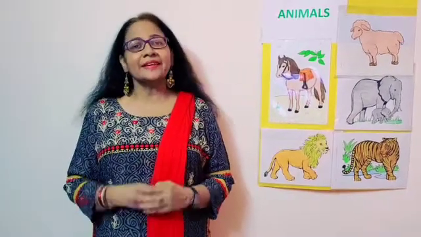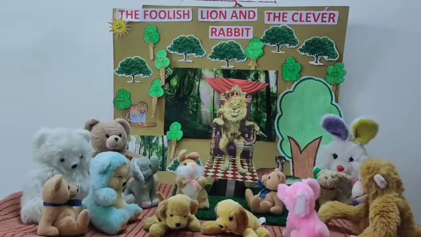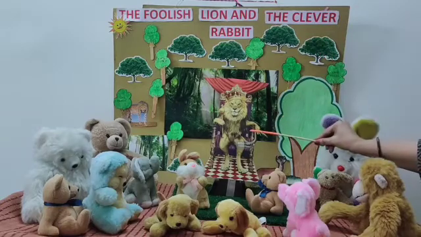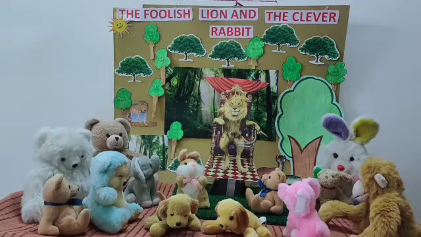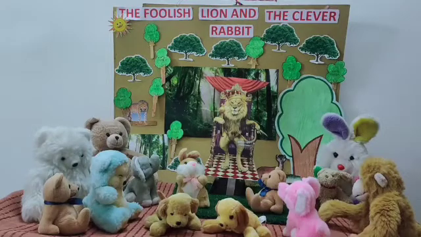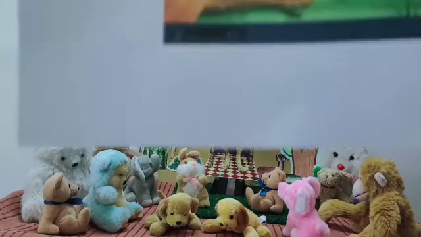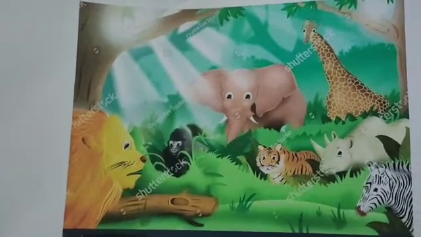Now children, get ready to listen to a story about a foolish lion. Once upon a time, there lived a lion in the jungle who was very, very greedy. Lions are known as kings of the jungle. So this lion said he was the king of the jungle. Every day he would go hunting to catch animals and eat them. All the animals in that jungle were scared and they lived in fear.